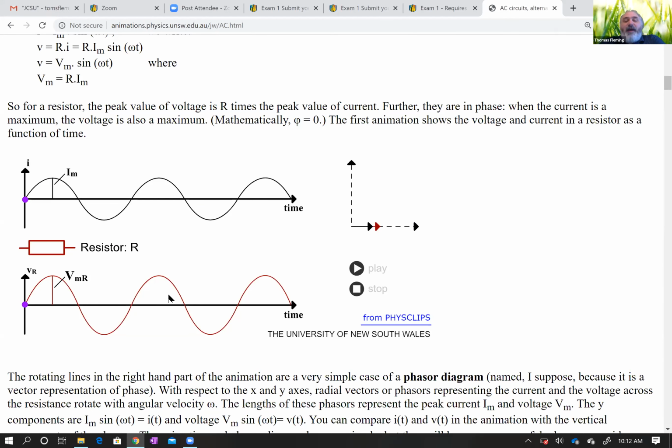So let's go back and think about how phasors will play out with what we've seen so far. We saw that resistors are always in phase.